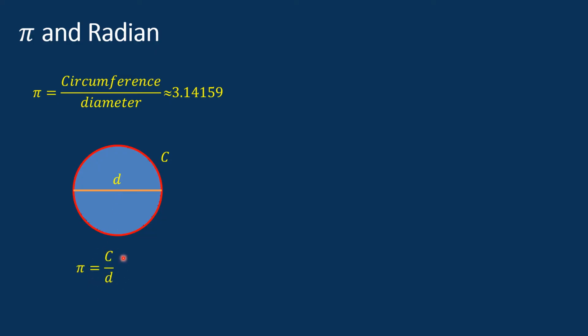The diameter d is equal to 2 times the radius. It can be written as 2r. Therefore, the circumference c is equal to 2 pi r.